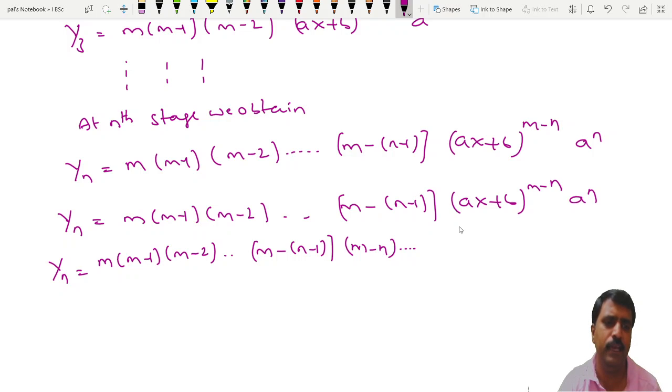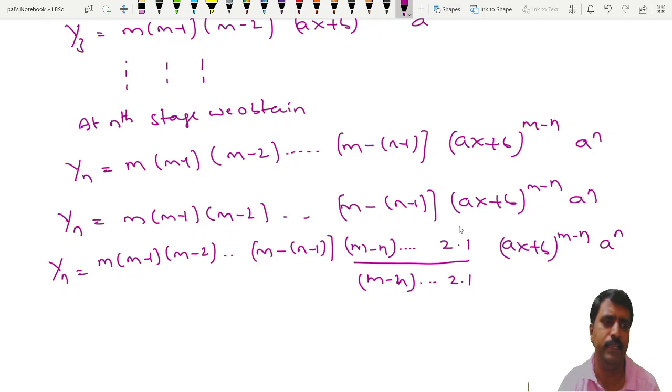So finally we have some constants like 2, 1. This divided by, in the denominator also you multiply the same, m minus n into and so on up to 2 into 1. This into ax plus b to the power m minus n into a to the power n. Now yn can be written as, you see this is 1 into 2 into 3, 4, 5, 6, up to where? Up to m, which is the last factor.